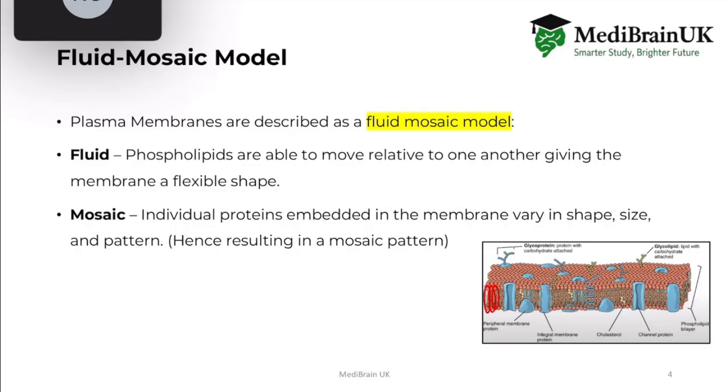If we combine the fluid part and the mosaic part together, you get the fluid mosaic model. Fluid means that the phospholipids which make up the plasma membrane are able to move relative to one another. And mosaic means you've got many different sized proteins embedded in the membrane. They will vary in shape, size, and pattern, and that means you have a pattern developing. And that's why, in summary, it's called the fluid mosaic model of the plasma membrane.